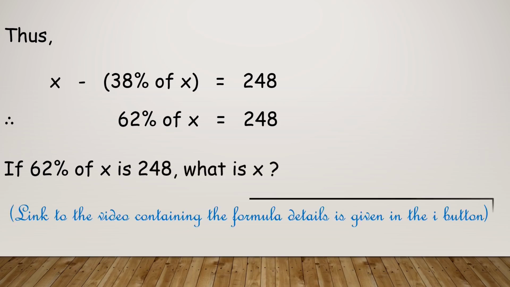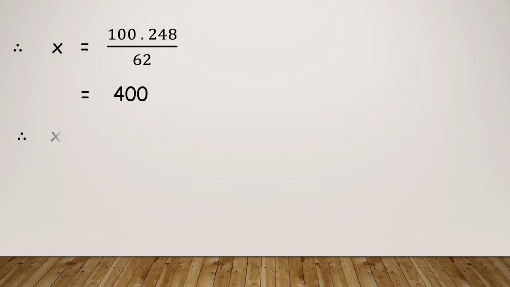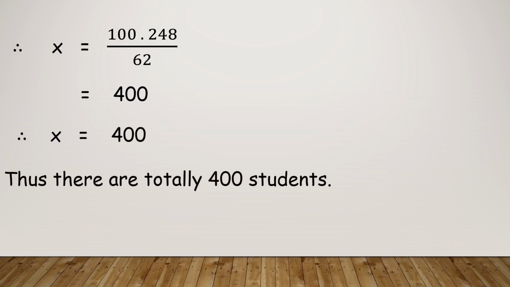We use a formula to find the value of X. According to the formula, X is equal to 100 multiplied by 248 divided by 62, which simplifies to 400. Therefore, X is equal to 400, which means there are totally 400 students.